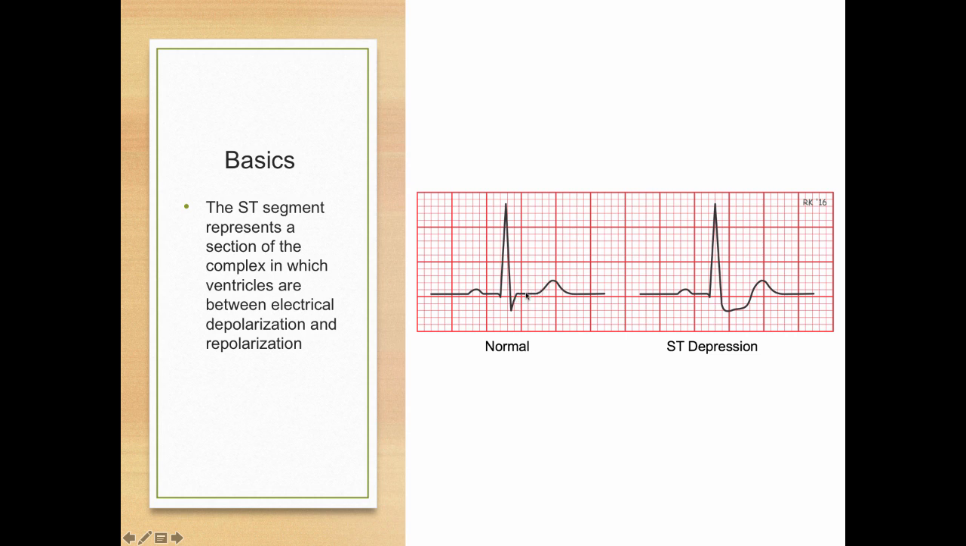This portion of our complete complex is where our ventricles have depolarized and are going into the repolarization stage. So they are repolarizing. It's between depolarization and repolarization. The T wave itself is repolarization, and we're kind of in between the two.